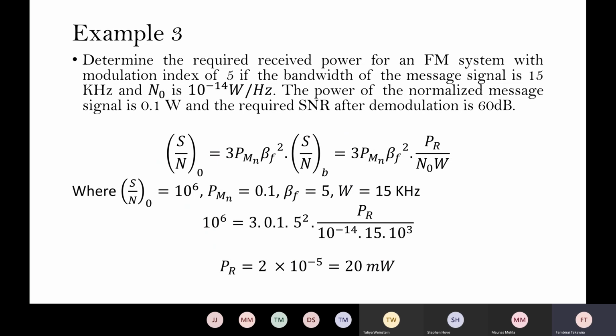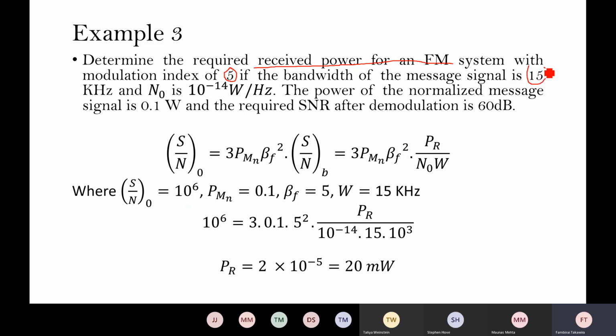Let's look at just one example. The example says, determine the required received power. So in this case, they're not asking for a transmit power, but the received power. Determine the received power, and they specifically want it for an FM system with a modulation index of 5, so beta F is given, and the bandwidth of the message is 15 kilohertz.